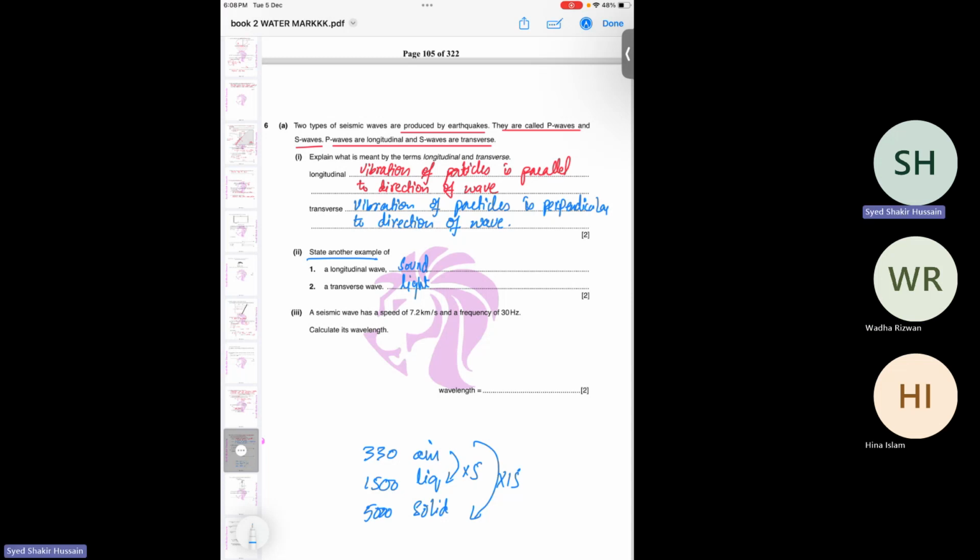A seismic wave has a speed of 7.2 kilometers per second and frequency 30 hertz. Calculate the wavelength. So wavelength is V upon F. And V is 7.2 kilometers per second. We need to multiply that by 10 to the power 3, or 1000, to make it meters per second, right? 7.2 kilometers per second means 7.2 into 1000 meters per second.